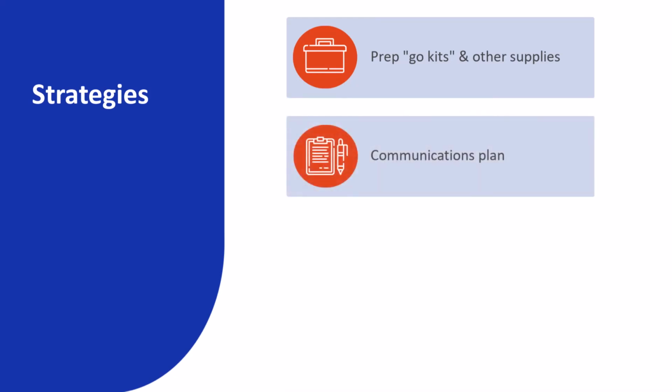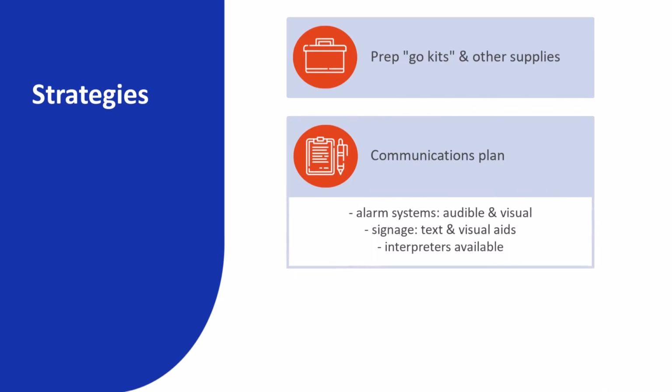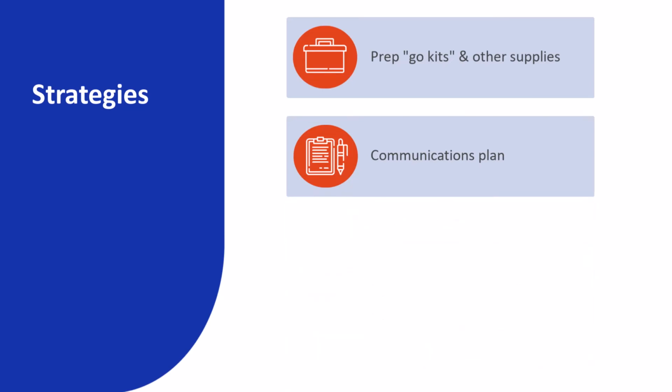Teams should also consider their plans for communication with students, staff, and families that have functional, access, or language needs. For example, alarm systems should be both audible and visual. Signage should include text as well as visual aids, and interpreters should be available.